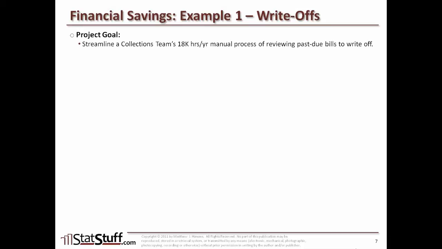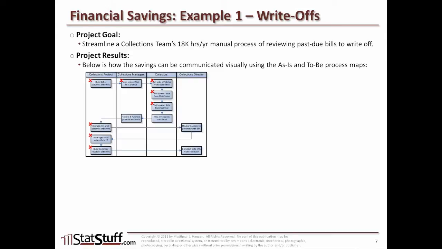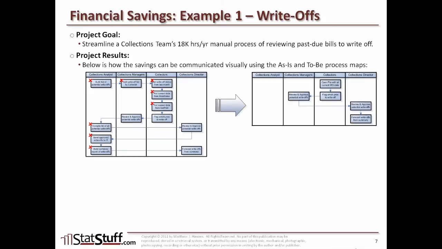So as far as the results from the project, what we did is we illustrated this using an as-is and to-be process map to show the savings opportunity. So first we illustrated here that there were 4 separate groups illustrated by the 4 different columns or swim lanes, and this is the actual process that they were generally following. And we marked an X just to illustrate visually what steps we were able to eliminate. And then we showed here how we can streamline it from the as-is to this much more streamlined to-be process.